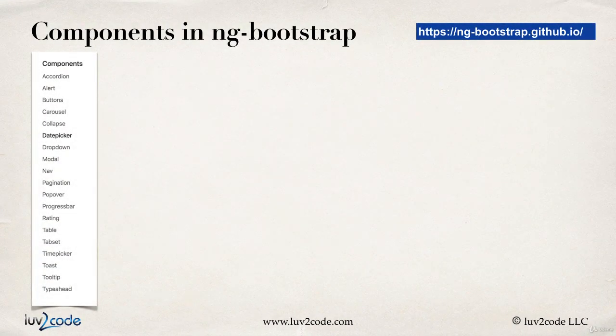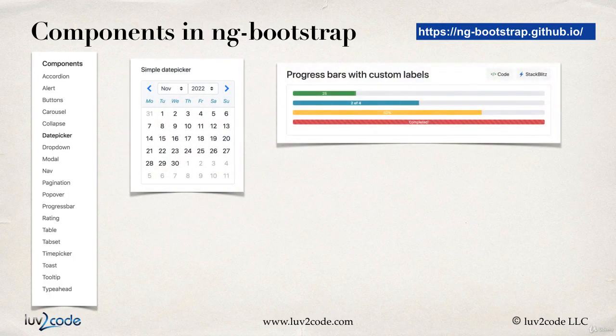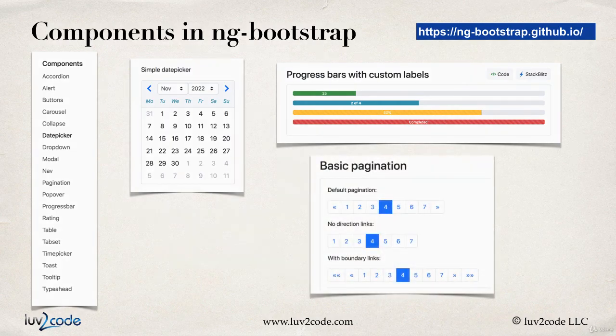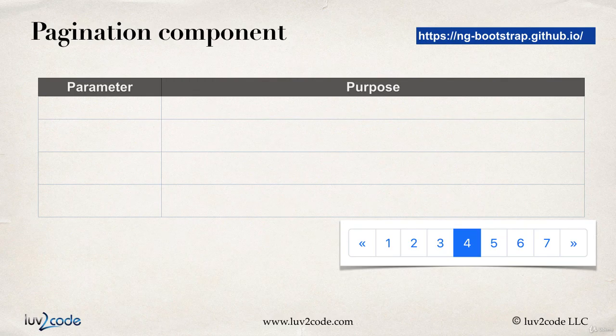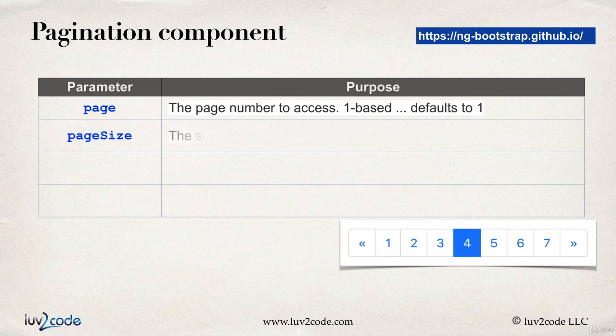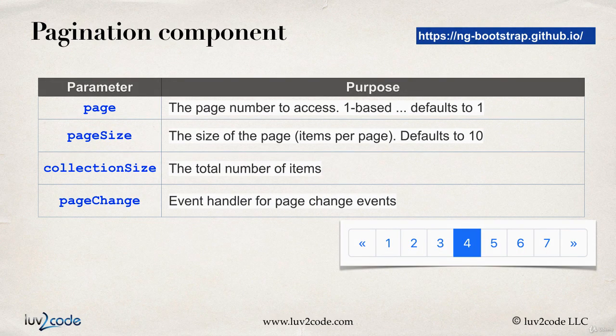This component framework has a number of components like accordions. They have date pickers. You can make use of progress bars with labels. You can also make use of pagination controls and so on. We'll actually make use of the pagination components in this given video series. The pagination component has a number of parameters. It has the page number to access. It's 1-based. The page size, the size of the page, defaults to 10. The collection size, meaning the total number of items, and then page change. That's the event handler for page change events.